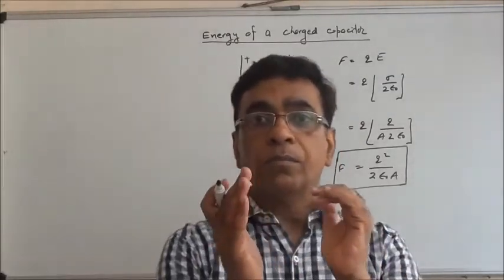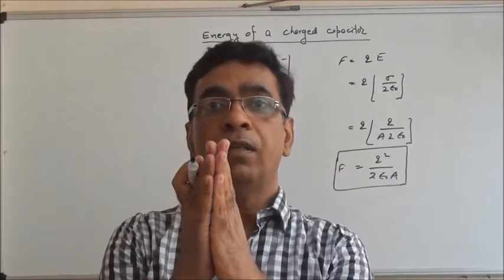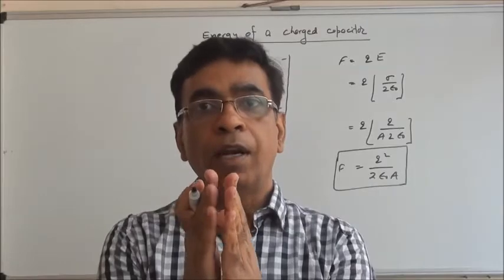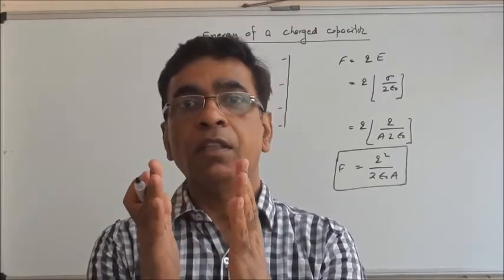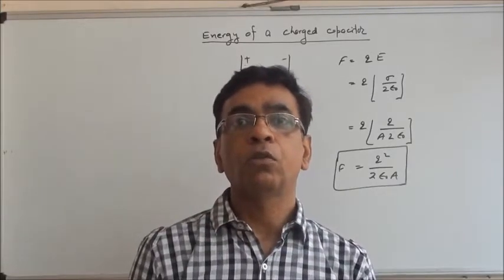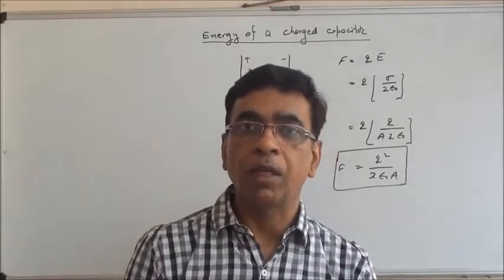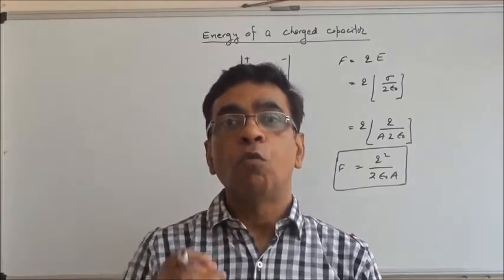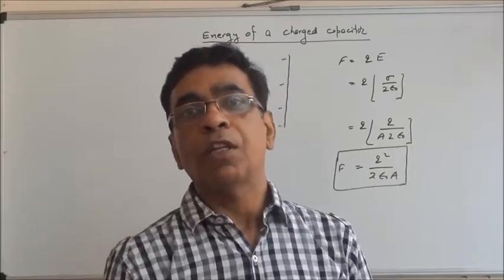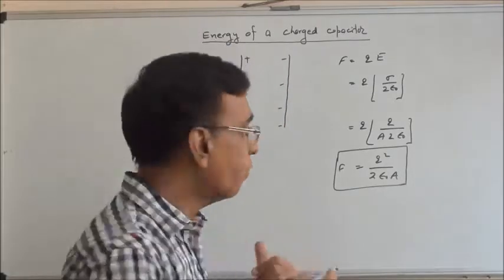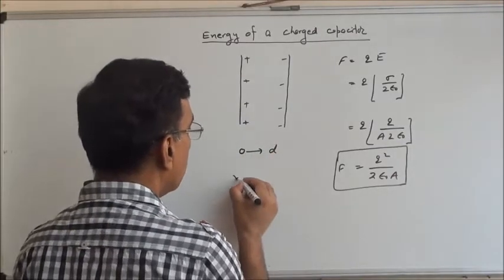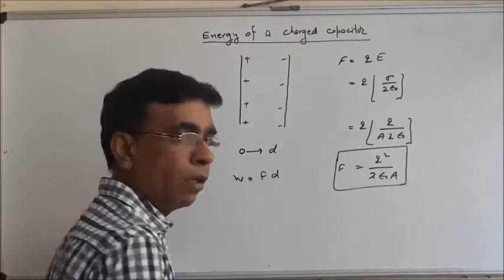Now I can assume that initially the distance between the capacitor's plates is almost 0, and then we gradually increase it. These plates are attracting and I am moving them apart. So naturally some work will be done by me against this attractive force. Whatever work is done, that is actually stored as potential energy of the capacitor. So how much work will be done? If I say distance from 0 to D, the work done will be simply F into D.